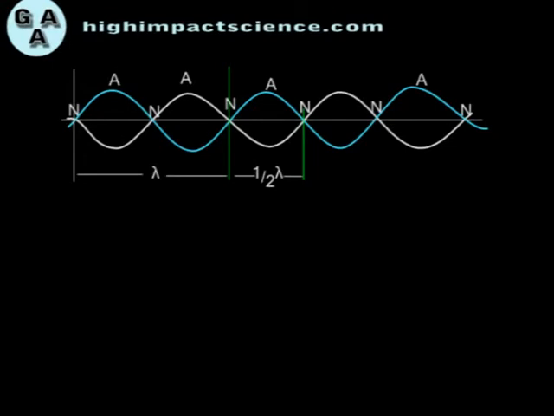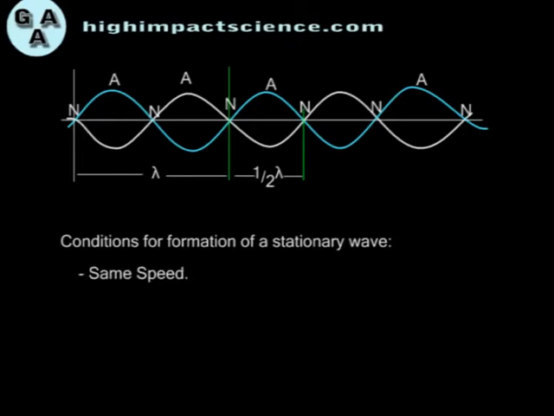If lambda is the wavelength of the wave traveling along the string, the distance NN or AA between successive nodes or antinodes is lambda over 2, and the distance NA between a node and the nearest antinode is lambda over 4. For two progressive waves traveling in opposite directions to form a stationary wave, they must have the same speed, same frequency, same or nearly equal amplitude.